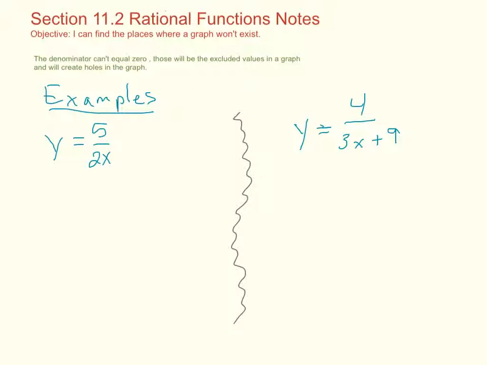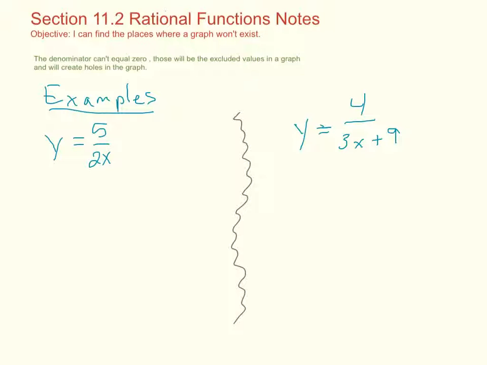Alright, today we're going to talk about section 11.2, rational functions. Basically all we're going to do today is figure out where this, if I would graph it, where it won't exist, or where it would approach. And those things are called asymptotes and excluded values. And so your objective today is to be able to find those places.